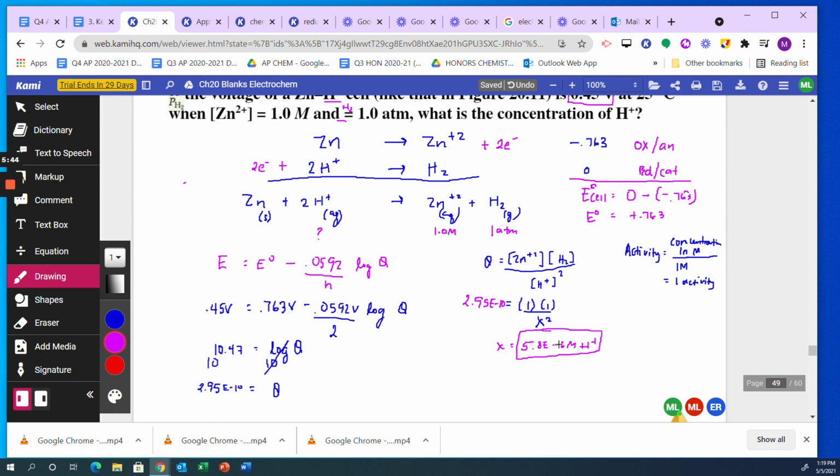Okay, so what that means is if I want a voltage of 0.45, and I have these values for zinc plus 2 and H2, I'm going to need a beaker that is 5.8 e negative 6 molar of H plus. Then I will get this voltage.